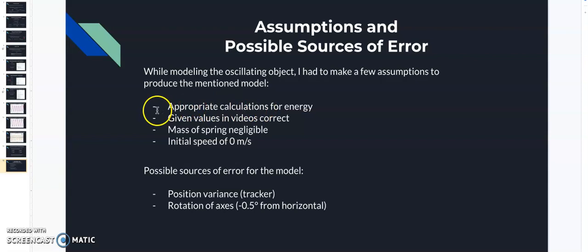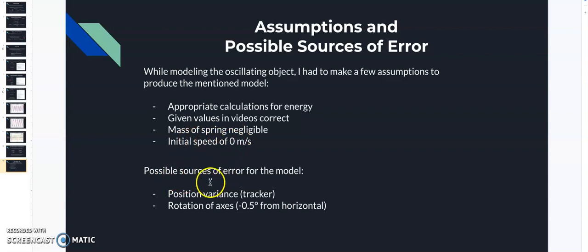A couple sources of error and assumptions. A few assumptions were that I had appropriate calculations for energy, and I had to assume that the given values in the video were correct. The mass of the spring was negligible because we only were concerned about the oscillating mass at the end of the spring, and that the initial speed was actually 0.